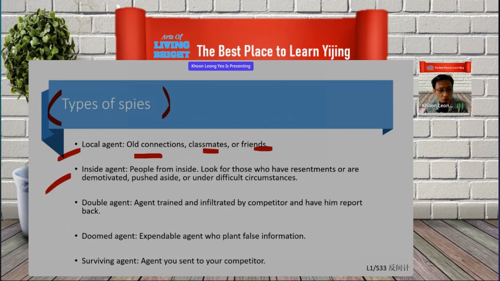Look for those who have resentment or are demotivated, pushed aside, or under difficult circumstances. You can look for them to get help. Okay. Double agent is trained and infiltrated by a competitor and has him report back. This one, don't play with it. Doom agents are expendable agents. That means you push the agent in and you're willing to sacrifice the agent. Also, don't do that. Surviving agent is an agent that you send to your competitor. So there are various kinds of agent here. And I rarely use this strategy because it's very, very messy and very confusing. Sometimes I lose track also whether the agent is on my side or on their side. So better don't.